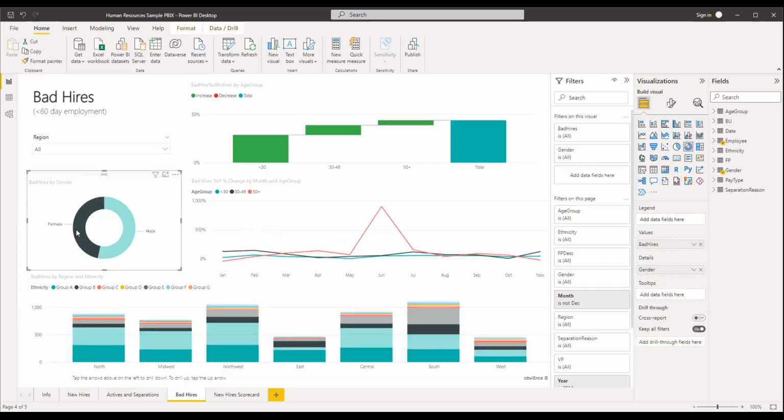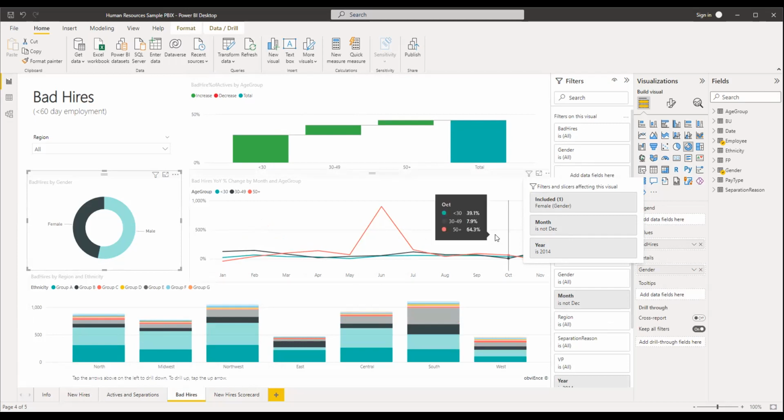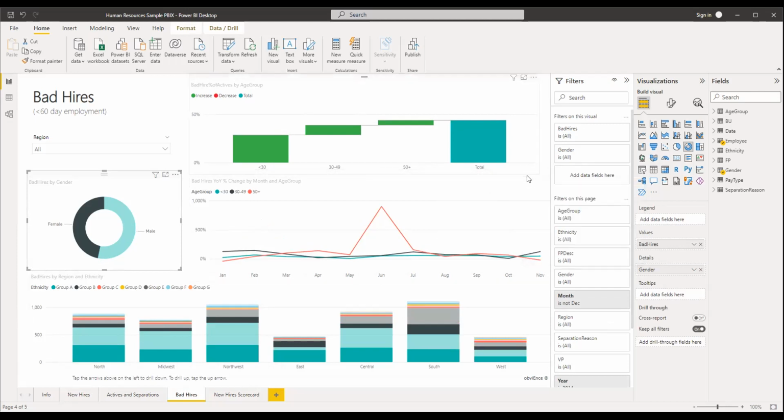Male, female, and generally you can filter each visualization if you wanted to see what's being filtered when you click. That's pretty handy, right? What filters are affecting this visual? You just hover over the filter. So yeah, Power BI.